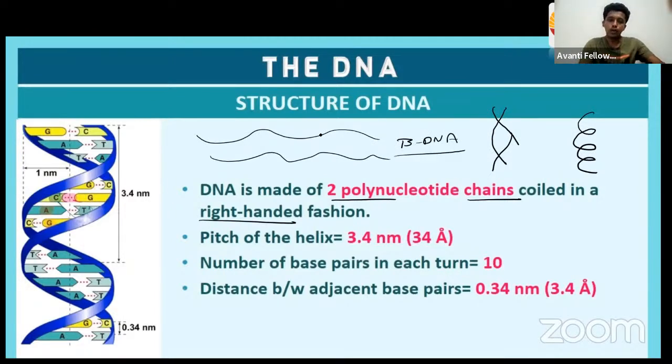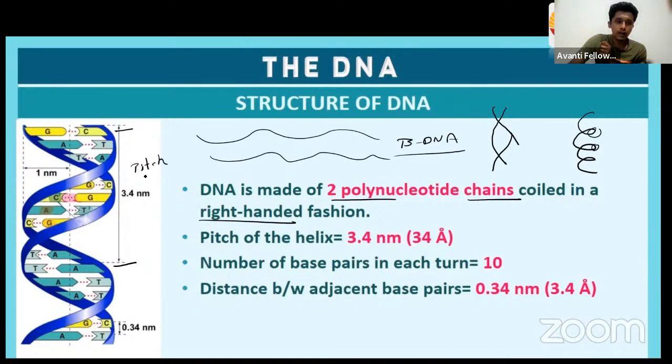Here, when we observe the structure of our B-DNA, we see these turns happening sequentially. You can see that here is one turn and here is another turn. The region between one turn and the next turn is called a pitch.